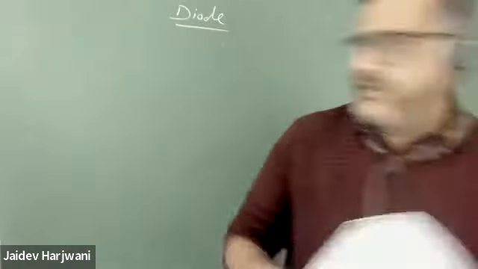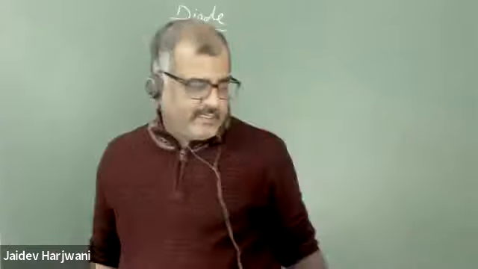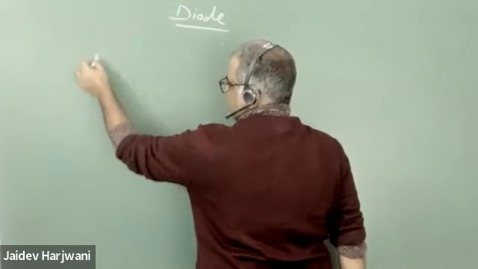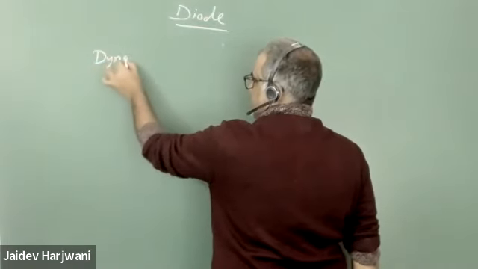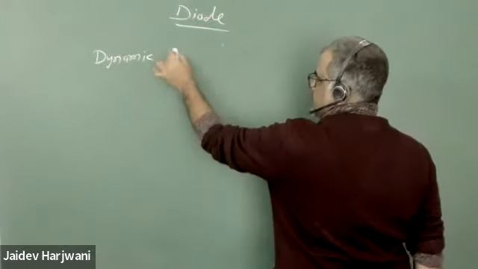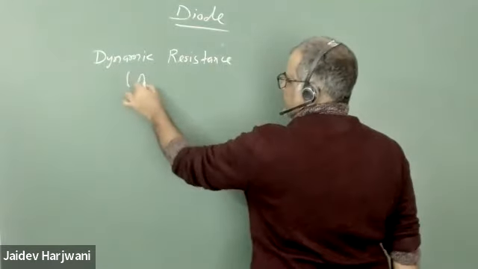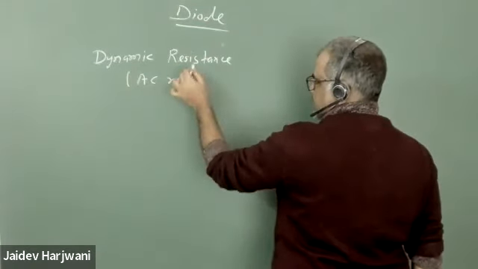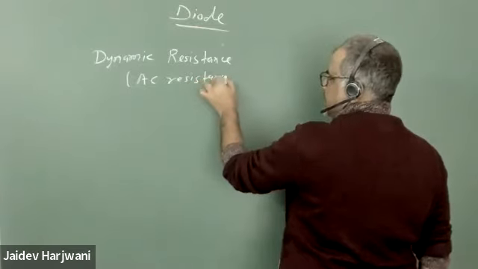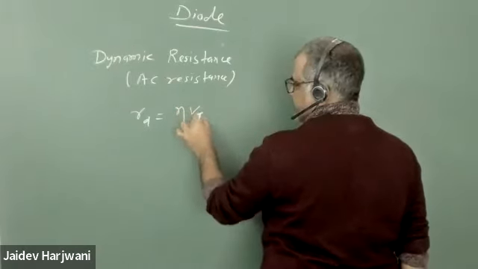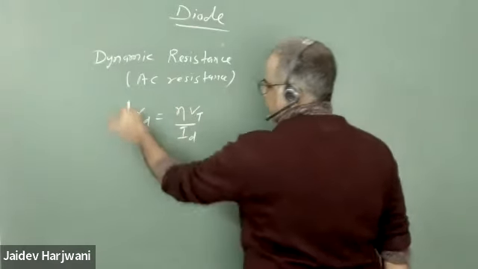So कल हम क्या कर रहे थे? कल हम देख रहे थे कि डायोड को स्मॉल सिग्नल के लिए हम लोग रेजिस्टेंस से रिप्लेस करते हैं. And we have seen the dynamic resistance, जिसको हम AC रेजिस्टेंस भी बोलते हैं, डायनामिक रेजिस्टेंस और AC रेजिस्टेंस of diode is given by RD, and that is your eta VT upon ID.